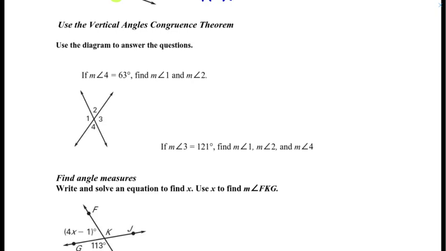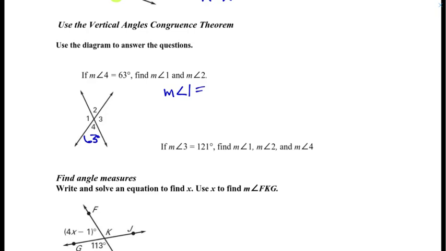So we have a set of angles. We know that the measure of angle 4 is equal to 63 degrees, and we want to find the measure of angle 1 and the measure of angle 2. So let's go ahead and start with the measure of angle 1. Let me in my diagram label that 4 is 63.